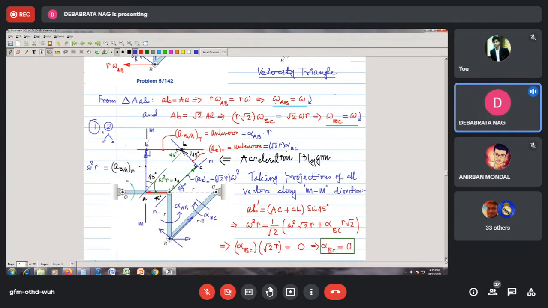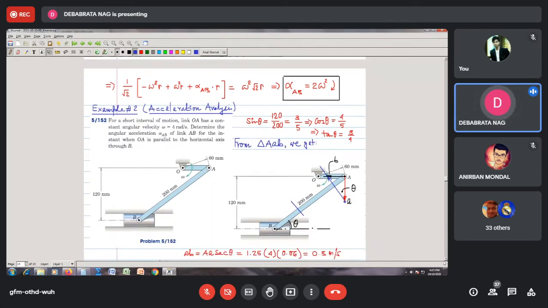Now, coming back to this next example, it is being given that this link OA is having an angular velocity of 4 radian per second. If you try to select any problem from the book, from this chapter, to solve, try to select a problem where both the initial angular velocity and angular acceleration of any link are given, because that will be the most general case. If you can solve the most general case, you can always solve any specific case. So here, we quickly solve this problem.